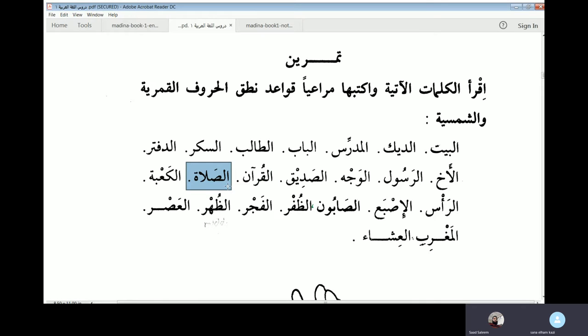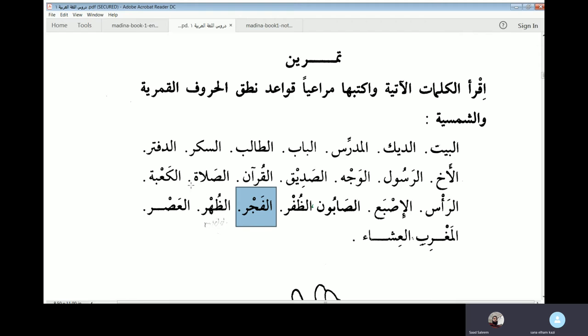Al-Qur'anu, the Qur'an. As-salah, the prayer. Al-Ka'ba, the Ka'ba. Ar-Ra'su, head. We all have one head. Al-Isba, finger. As-Sabunu, soap. Az-Zufru, nail. Okay.